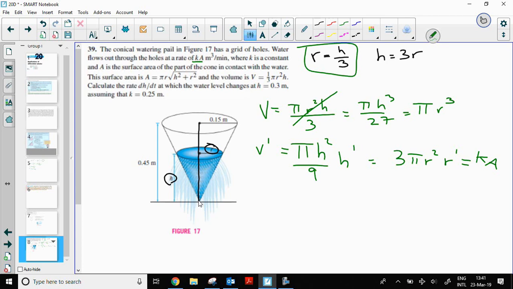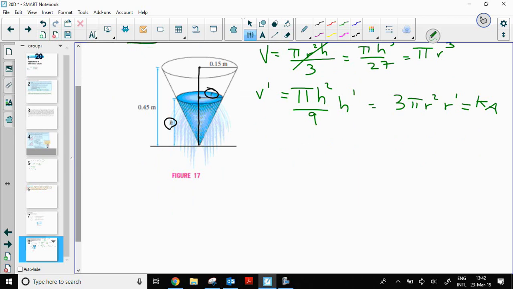And they tell us that K is equal to 0.25, and they give us this expression here for what A is. So we can jot that down. At this point, I'm just going to write down the formula that we'll be using, although, again, I might not have figured this out at this point if I was working this out. So, okay, I've got this, and that's going to be equal to 0.25 times A, and A is going to be pi r square root h squared plus r squared.